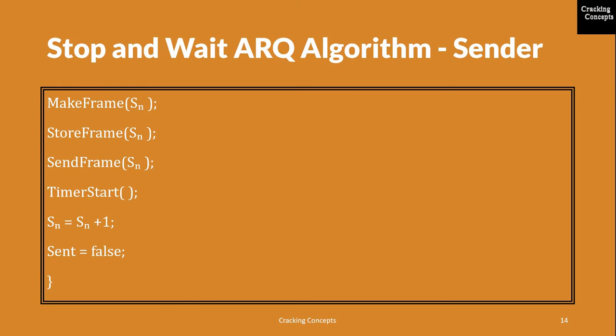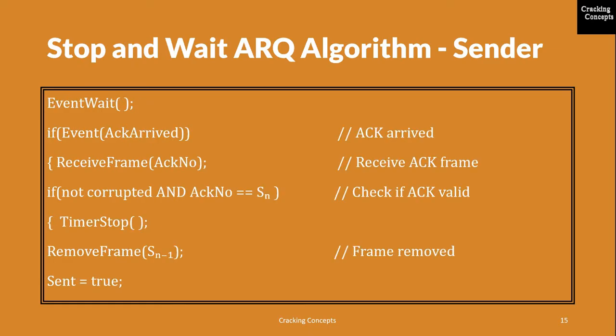After sending the frame, the timer will be started, and the sequence number will be incremented, pointing to the next packet to be sent. Now since the sequence number has been incremented, sent is set to false.